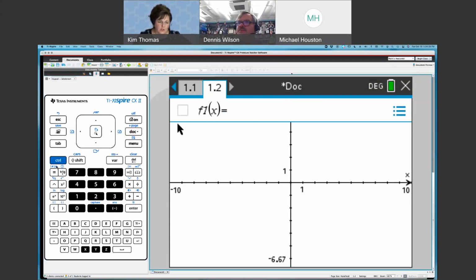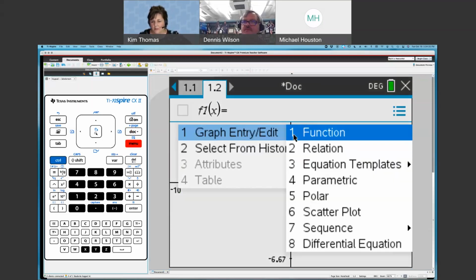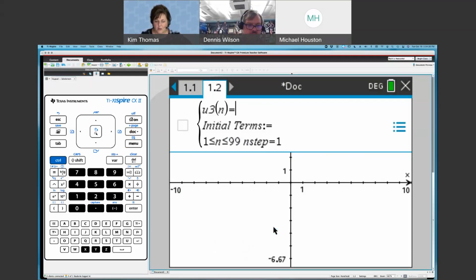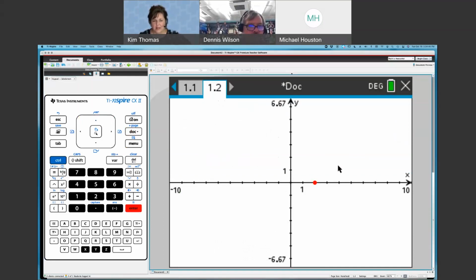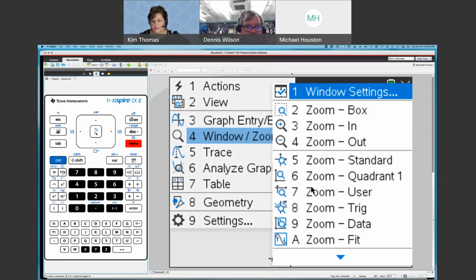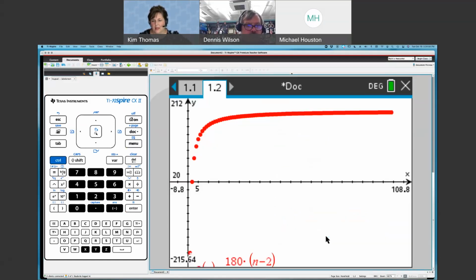A little frustrating, but I still have to do control menu, and I have to change each graph back into my sequence here. And I'm going to go back up to U2, and then I'm going to press enter on that. And I can kind of see that graph, and then I'm going to be lazy because it's just so pretty. I'm going to hit window zoom and we're going to do zoom fit. And wow, definitely not linear.